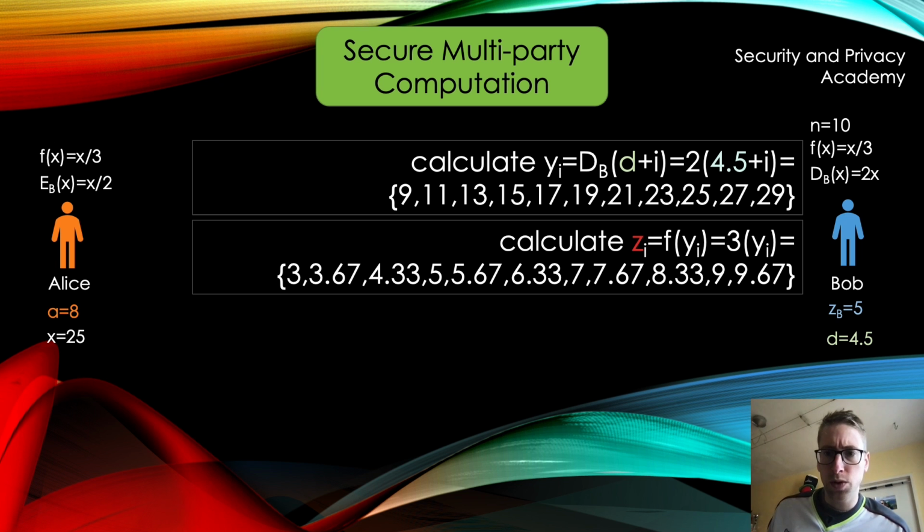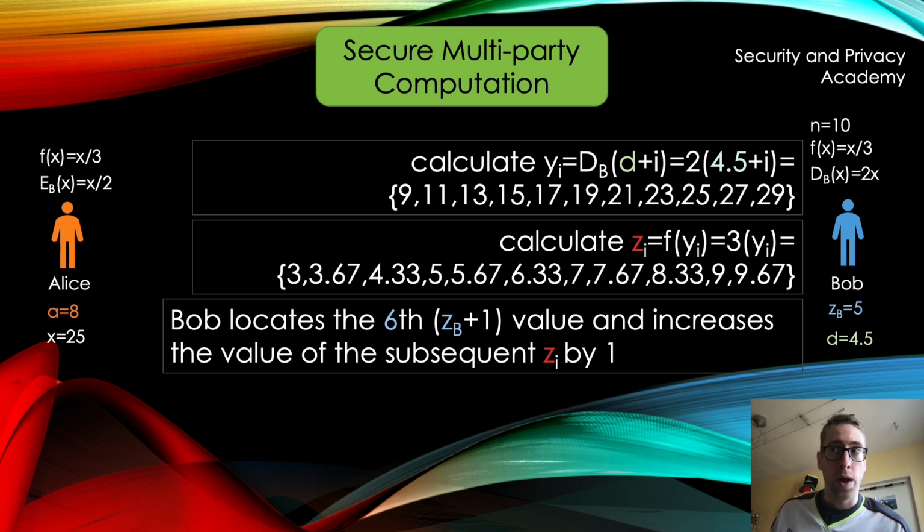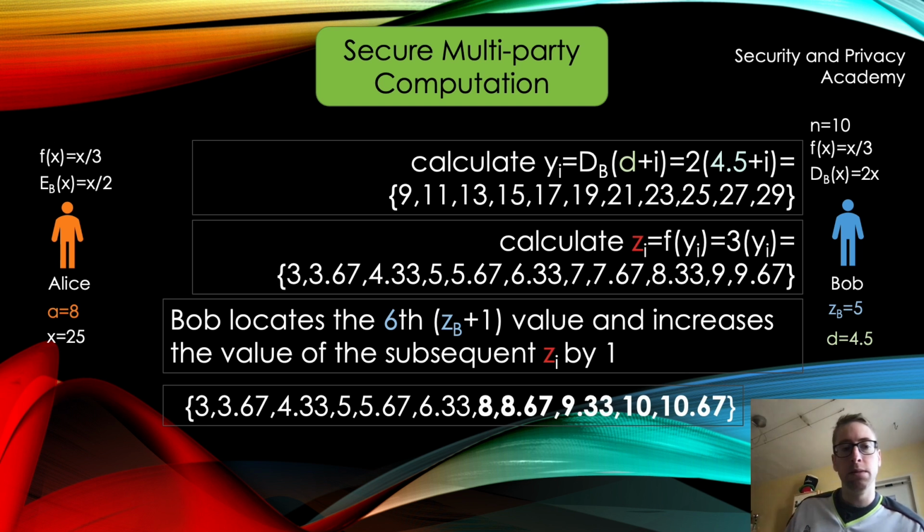Now Bob looks for the 6th value of the series. Why the 6th? His salary is 5, and we begin our series with 0. So he looks for the 6th. If we say 3 is the first, obviously it's the 0th position, but if we say okay, it's the first position, then he looks at the 6th position and increases the subsequent values by 1. And the result looks like this. You can see in bold the values which were increased by 1.